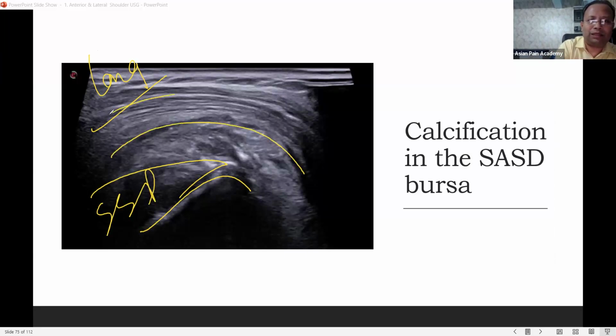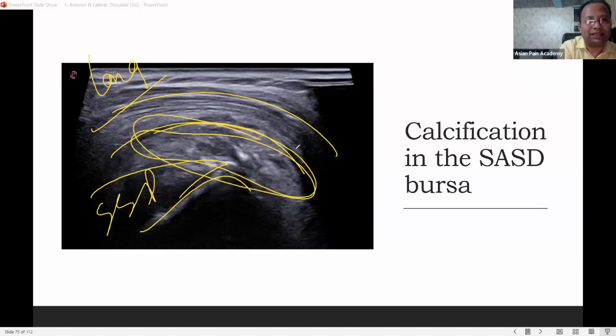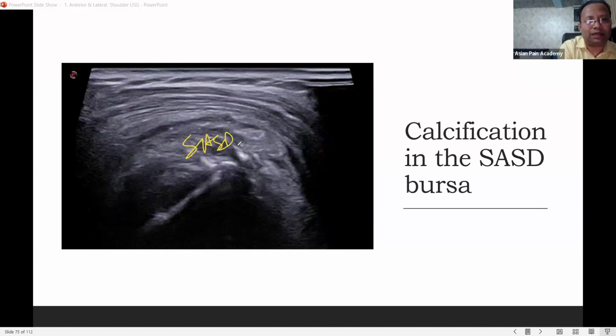This is the deltoid muscle, and this whole area is nothing but the SASD area, subacromial, subdeltoid bursa, this whole area, and you can see a lot of calcification here. These are all calcification. Okay, so this is like that.